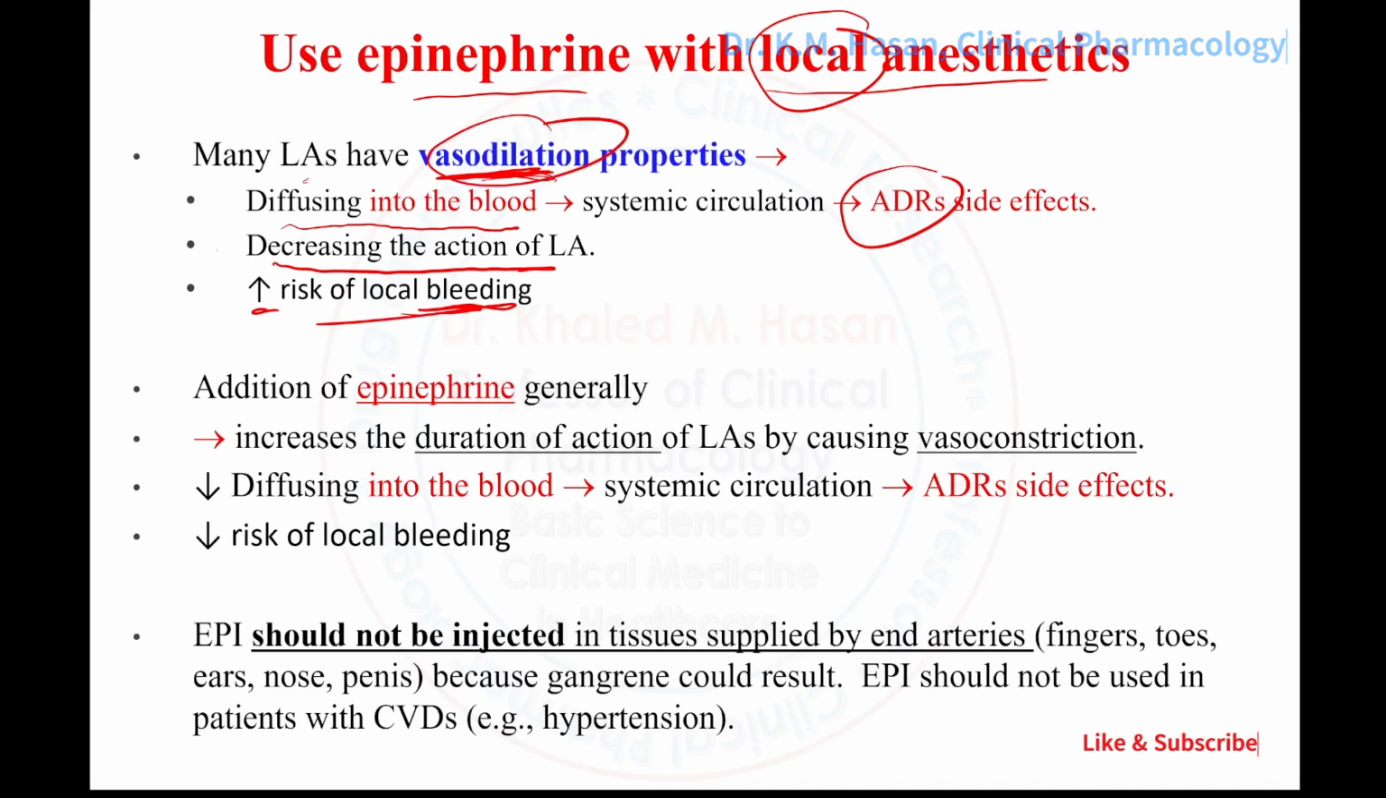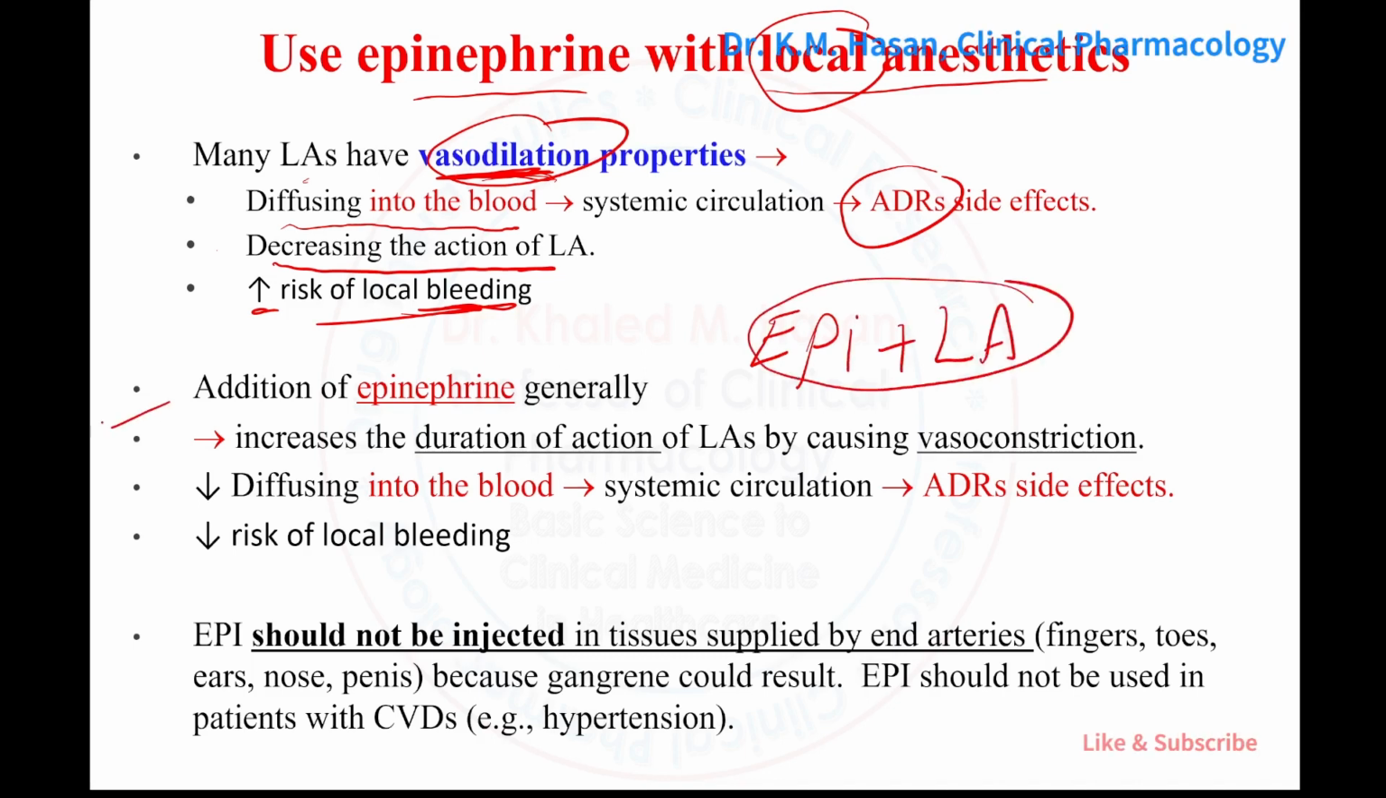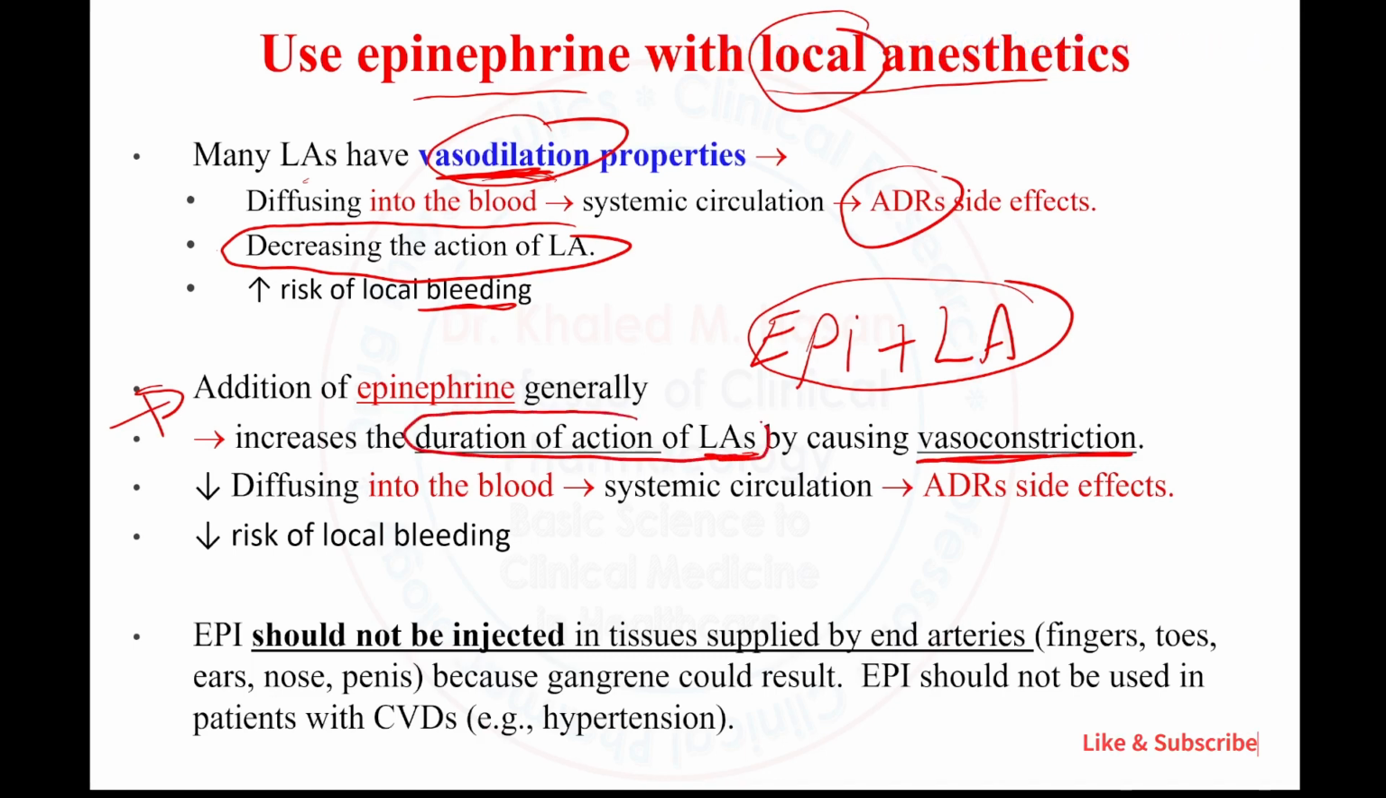Now we have the strategy, the policy, the process. We add epinephrine to the local anesthetic. So what is the purpose of adding epinephrine to the local anesthetic? The purpose, number one, is increased duration of action. You can see here we have decreased duration of action. When adding the epinephrine, this will increase the duration of action of the local anesthetic by inducing vasoconstriction. So increased duration of action of local anesthetic, number one.